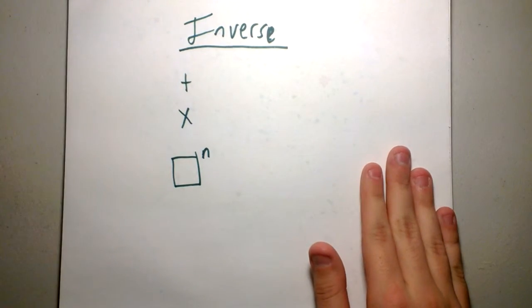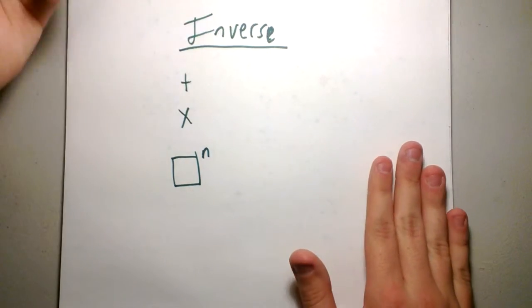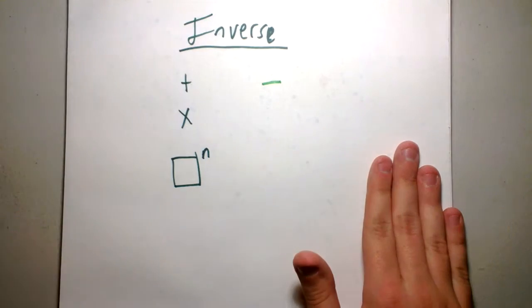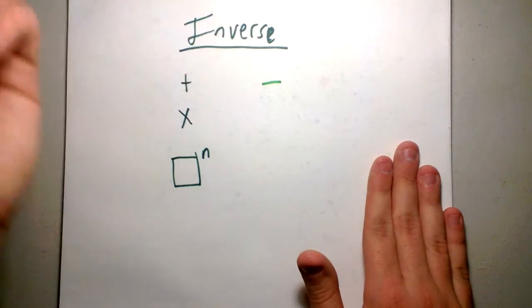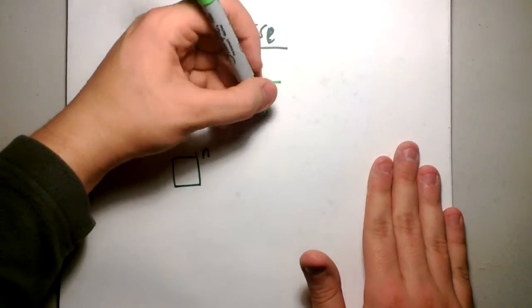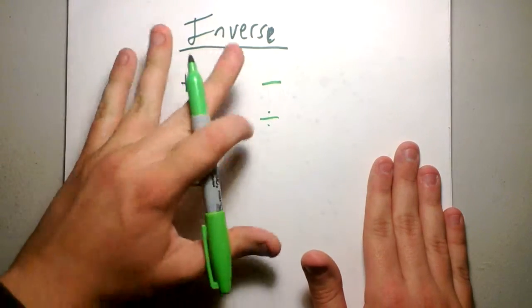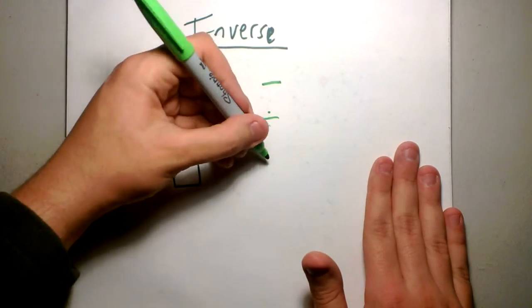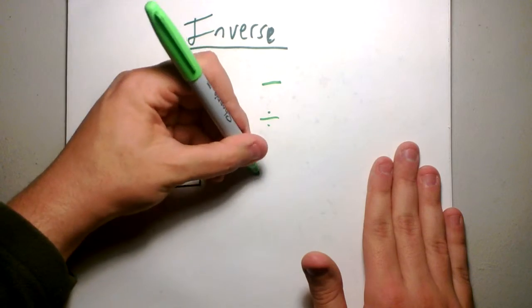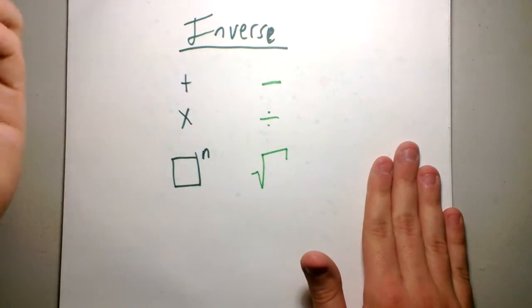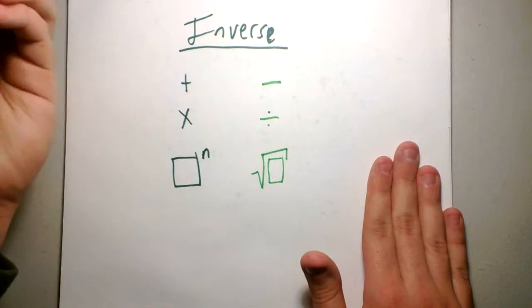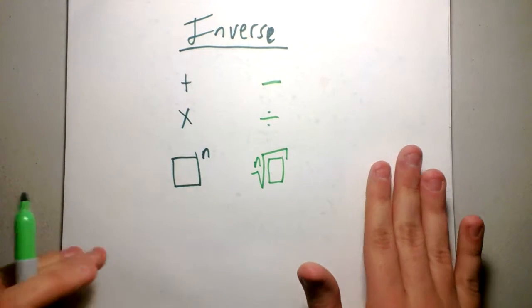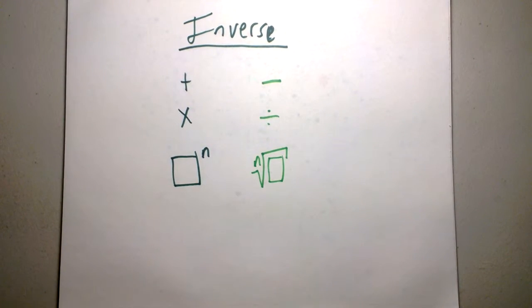Now, to undo each of these, I'm just going to do it in a light green. You take the negative, subtract. That was a hint. You take the fraction, divide. And this, you root it. Take it to the inverse power. Just root. Yeah. That was a pretty lame foreshadowing. I pretty much gave it away.